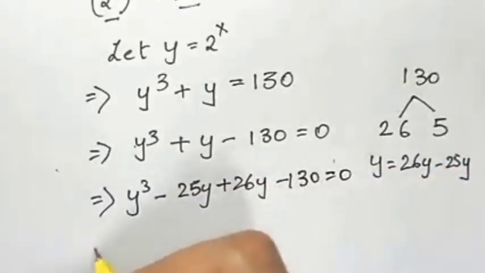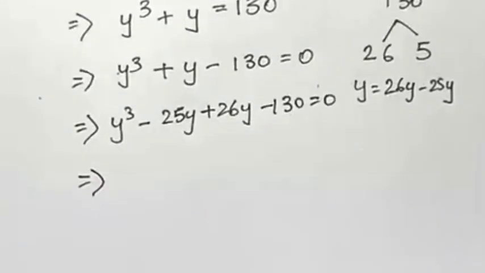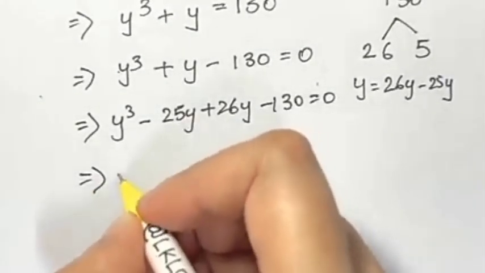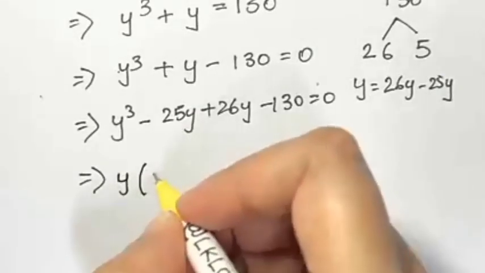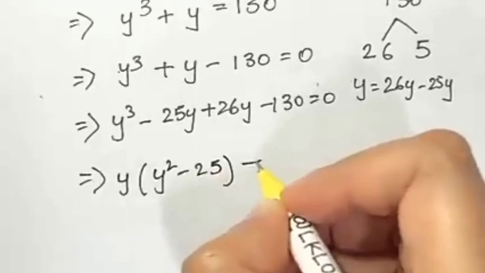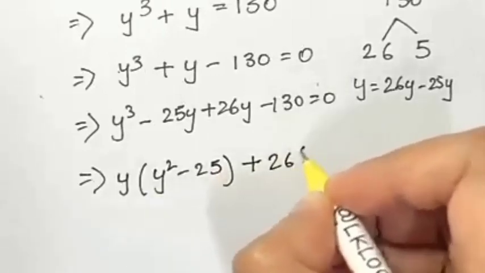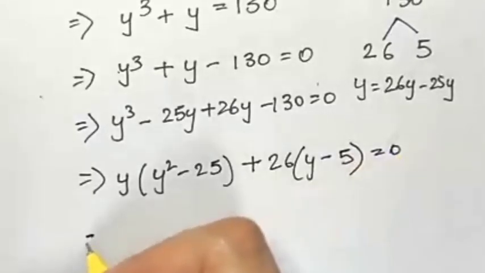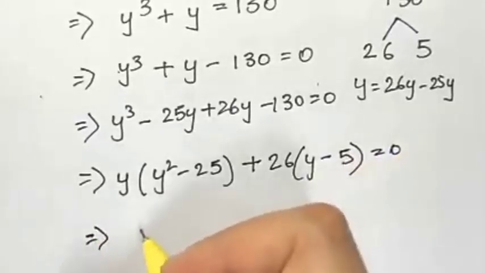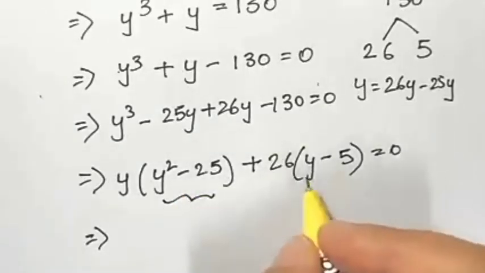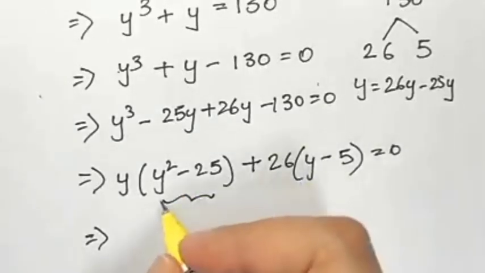We get y cubed minus 25y, plus 26y will give me plus y, minus 130 equals 0. Now what can we do is, we can take out the common factor. From here I can take out y, so I'm left with y squared minus 25, and from here I can take out 26, so I'm left with y minus 5 is equal to 0. That's easy, right? Now we have y squared minus 25. I cannot take out anything common, so I'm going to substitute an identity.